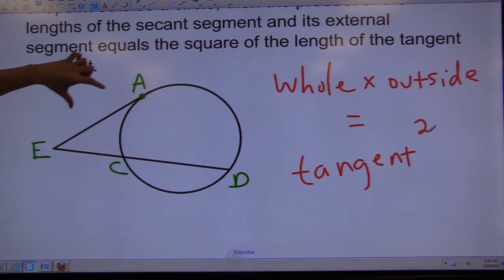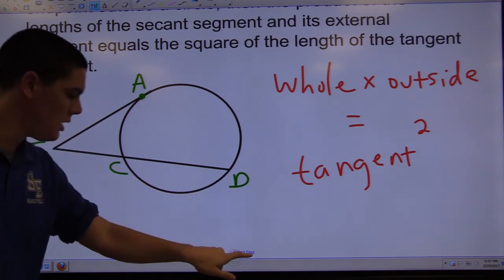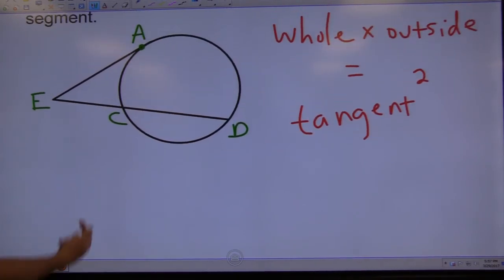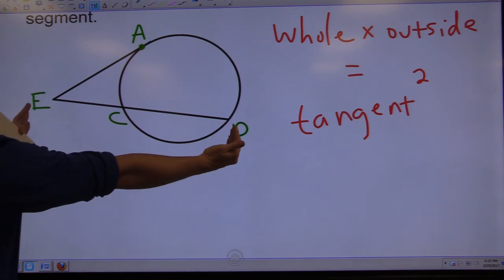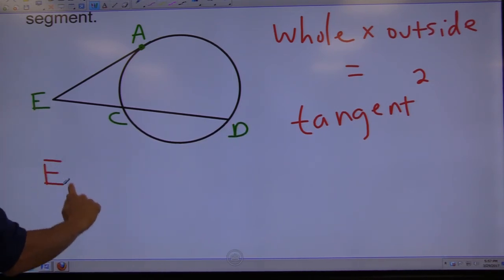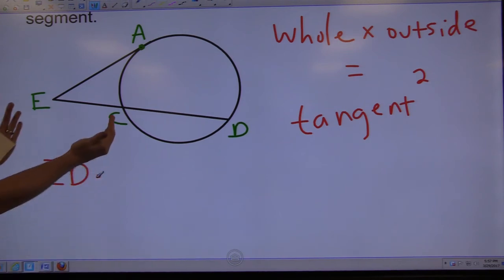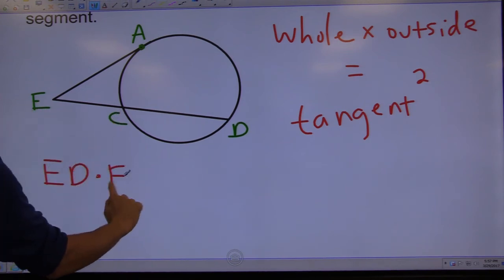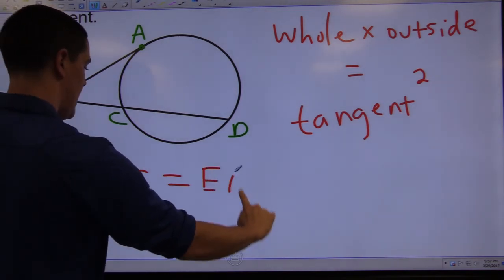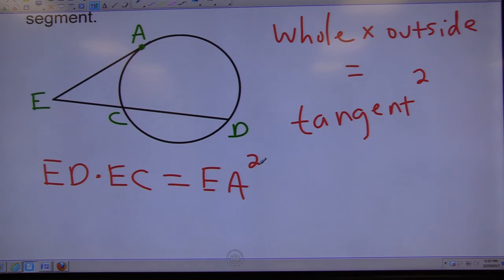So in this case, let me go over what this would mean in this picture. For this secant segment, the whole thing is going to be ED, times the outside part, which is EC. So whole times outside is equal to the tangent segment squared. So it's going to be EA squared. Okay. So hopefully that makes sense.